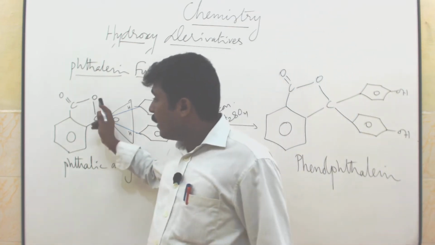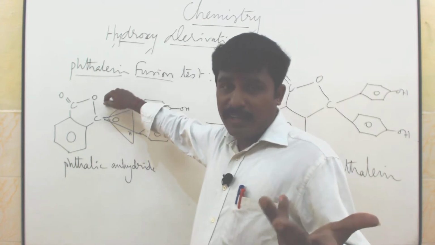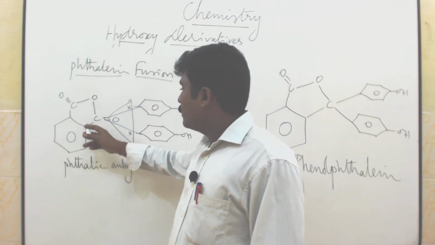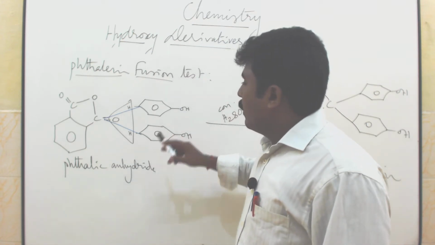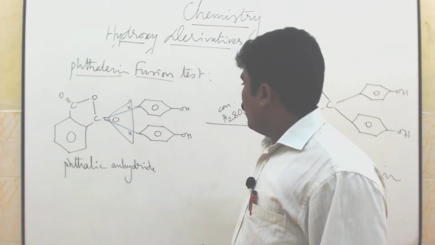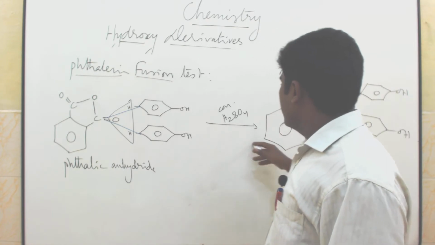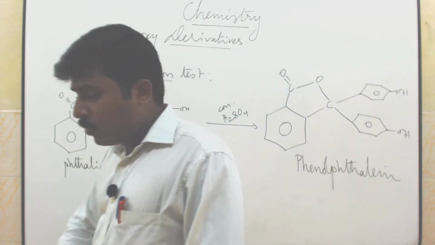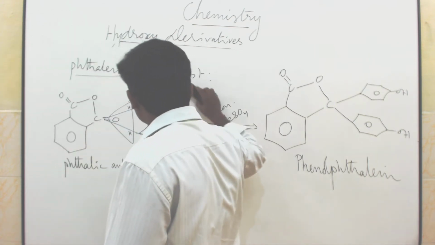How will you prepare phthalic anhydride from phthalic acid? You write phthalic acid and remove a water molecule. You will get phthalic anhydride. The phthalic anhydride reacts with 2 molecules of phenol in the presence of concentrated sulfuric acid, and you will get phenolphthalein, the indicator. Okay, the next one is the oxidation reaction.